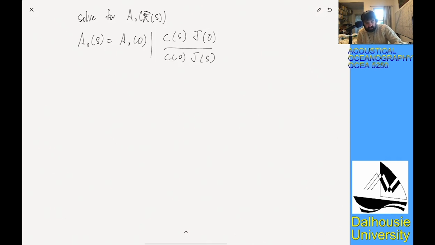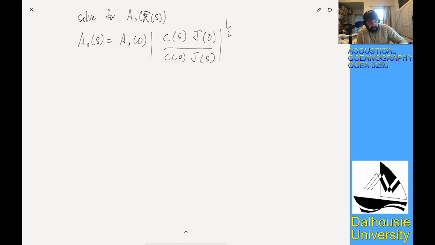A naught of s equals a naught at 0, wherever the initial position is, times c of s over c naught, and the Jacobian at s to the 1/2, right? Very simple solution, and allows us to solve this in an inhomogeneous medium, right? Which is what we need.